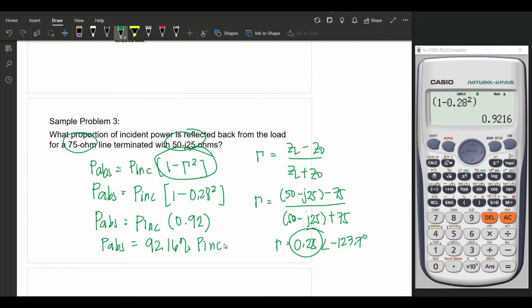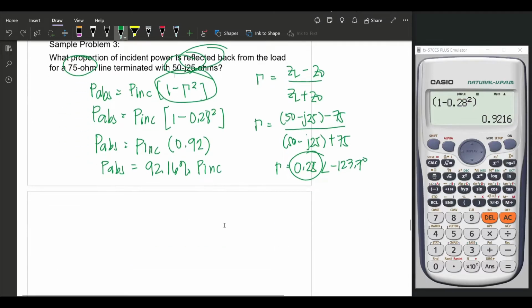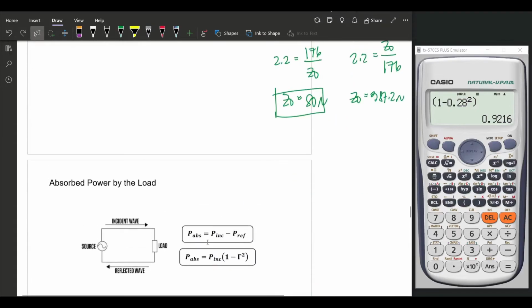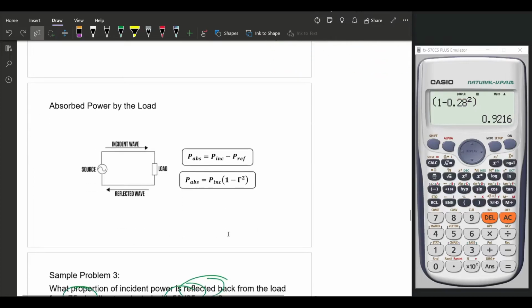Okay? So, kaya lang pala, ibabalikan natin yung tanong. The question is, what proportion of incident power is reflected? So, tinatanong niya yung reflection. So, now, if alam na natin na 92.16% ng incident power yung ma-absorb, yung reflected niyan is incident minus absorb. Diba? This is based dun sa equation na to. Absorb power is incident minus reflected. So, if you want to get the reflected, incident minus absorb.